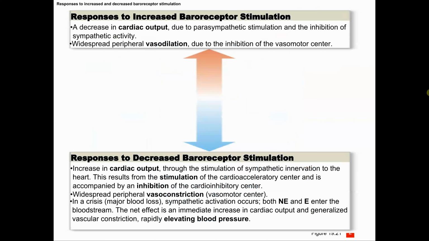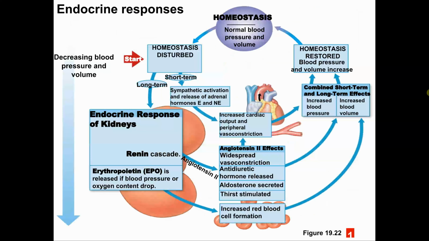So here's the text description of that, and then it talks about how you can have epinephrine and norepinephrine get involved if those nervous system responses are not adequate. So here are the endocrine responses to the decreasing blood pressure and volume.